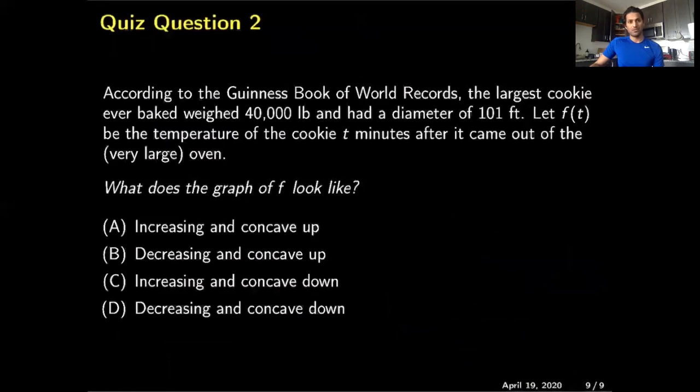Next, I have one more quiz question. So pause the video for 1 or 2 minutes and practice on this problem, and leave your answer in the link above.